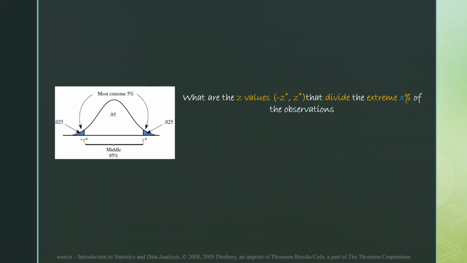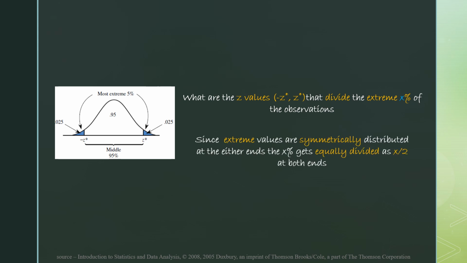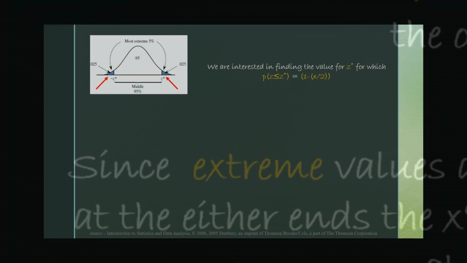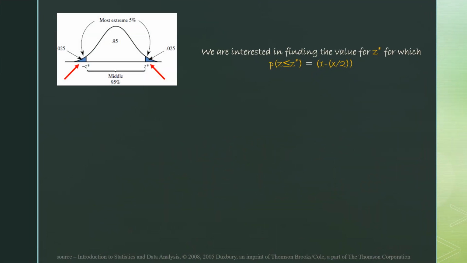Coming to the last case where we derive z values when a probability value is specified. What are the z values minus z star and z star that divide the extreme x% of the observations? Since extreme values are symmetrically distributed at either ends, the x% gets equally divided as x by 2 at both ends. We are interested in finding the value for z star for which probability of z less than or equal to z star equals 1 minus x divided by 2.